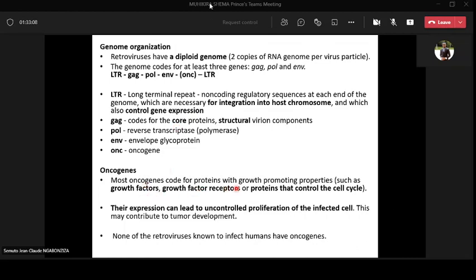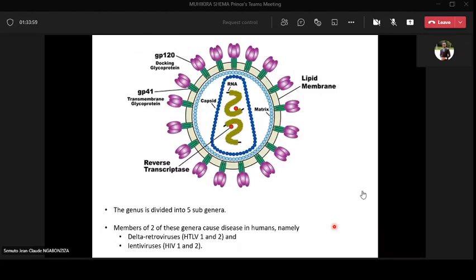So most oncogenes code for proteins with growth promoting properties. Of course, the genes inducing cancer, and cancer is more associated with growth promoting properties. Many growth factors, growth factor receptors, or proteins that control the cell cycle. And their expression can lead to uncontrolled proliferation of the infected cells. Fortunately, none of the retroviruses known to infect humans have oncogenes. So fortunately they do not carry oncogenes when infecting people. The ones we saw, in the two categories or subgenera, delta retroviruses and lentiviruses, do not have oncogenes.